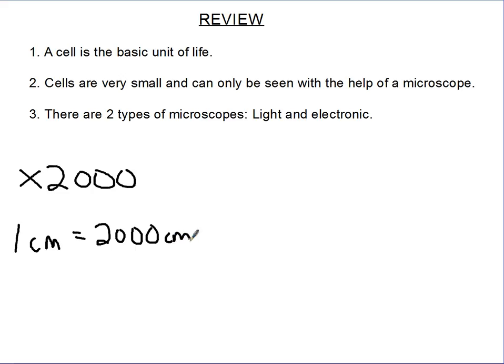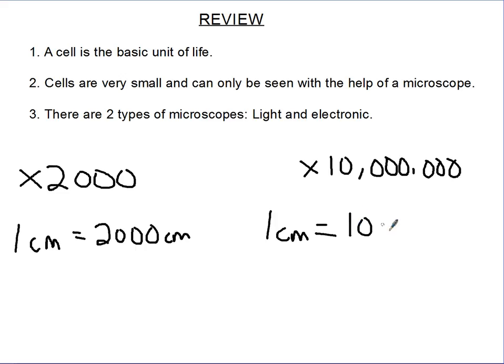Okay. Now when our object has a size of 1 centimeter and then it is examined under the electronic microscope, which has a magnification of 10 million, our image size is going to be 10 million centimeters. And then we can see that that is very, very large. So the electronic microscope can give us a detailed view, whereas the light microscope can just give us a basic view.